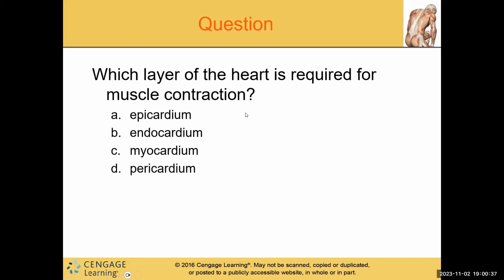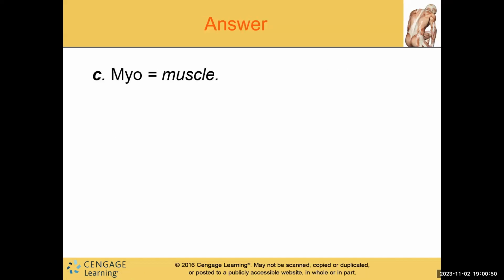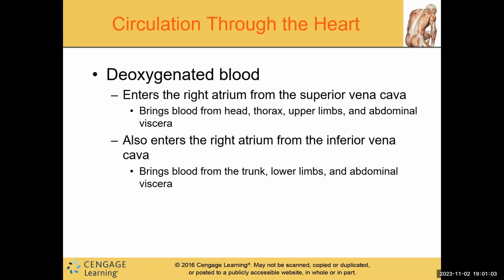Which layer of the heart is required for muscle contraction? Epicardium, endocardium, myocardium, pericardium. Myo means muscle. We need the muscle to contract because the heart is a muscle. So the answer is myocardium. Myo means muscle. All the others are layers around the heart, around the muscle.